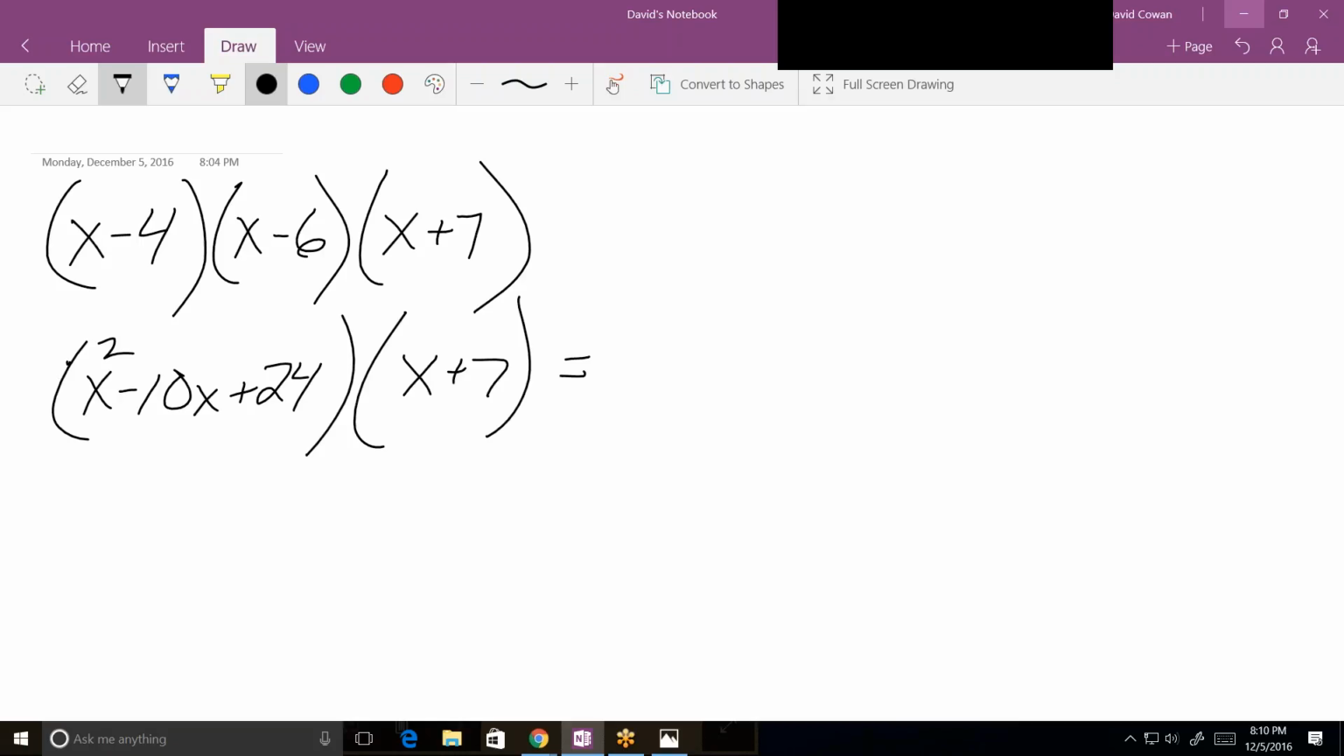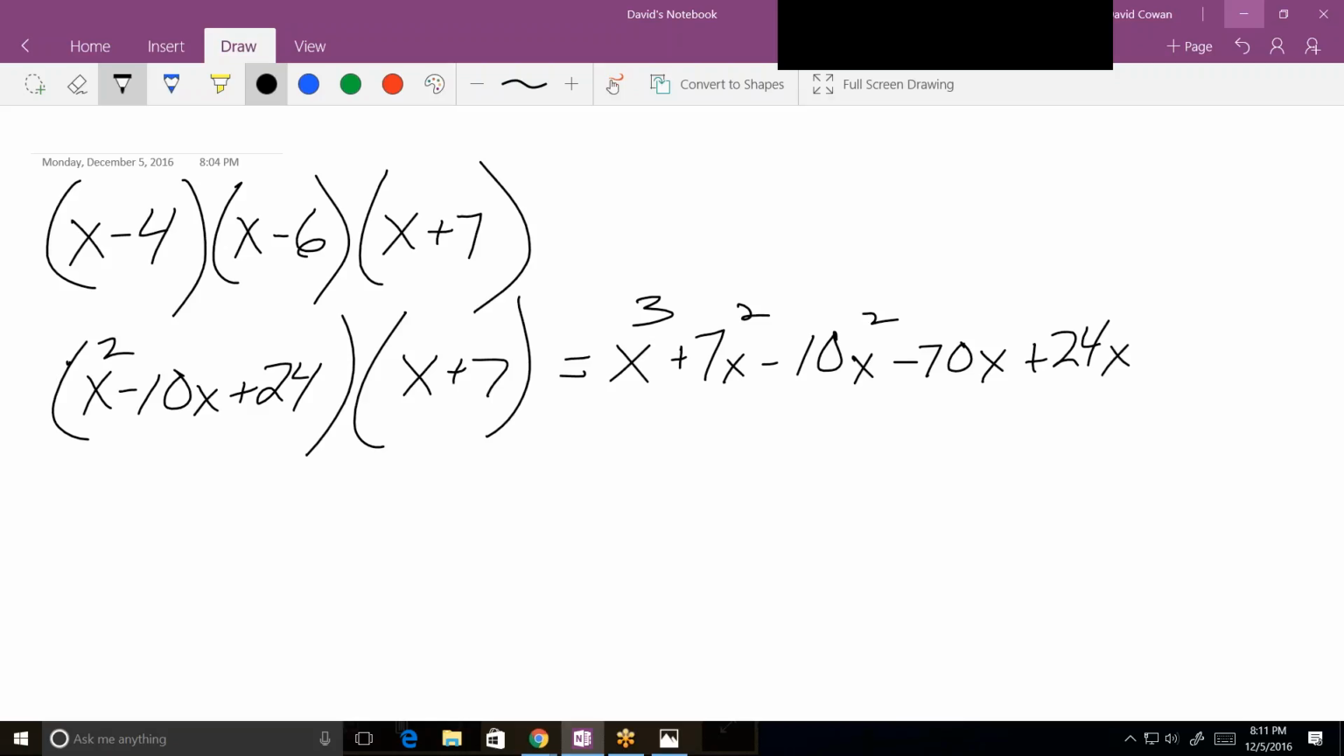To x plus 7, you would get. Now do it term by term. So it'd be x cubed. When I say term by term, start with the term on the left, multiply both terms on the right, and then go back and do the second term, multiplying both terms on the right, and then go back and do the third term. So it'd be x cubed plus 7x squared. The 10x times the x is 10x squared, so it'd be minus 10x squared, minus 70x. And then plus 24x.